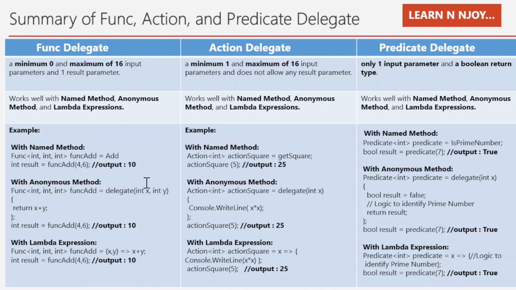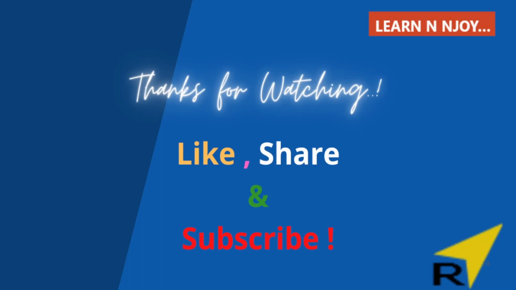So we have seen the Func delegate, Action delegate, and Predicate delegate, and in which situation each is the best suit, right? Which is the best option we can use. Now with this, it brings me to the end of my session.